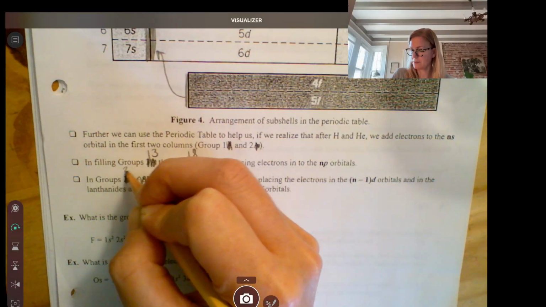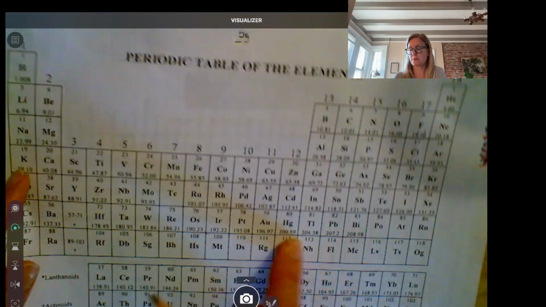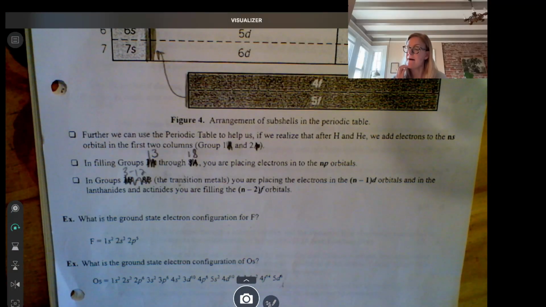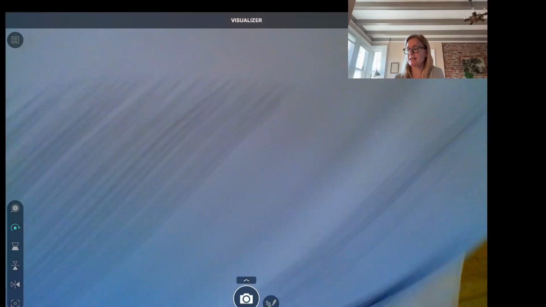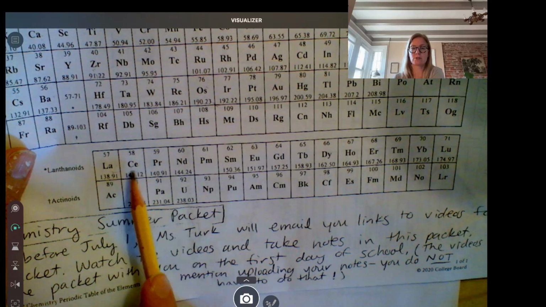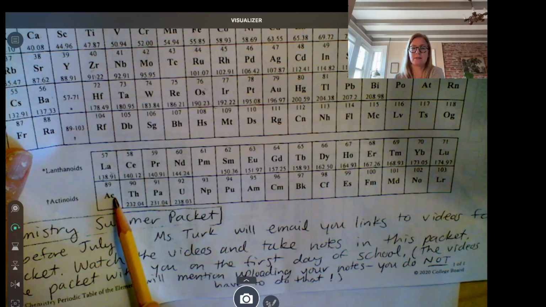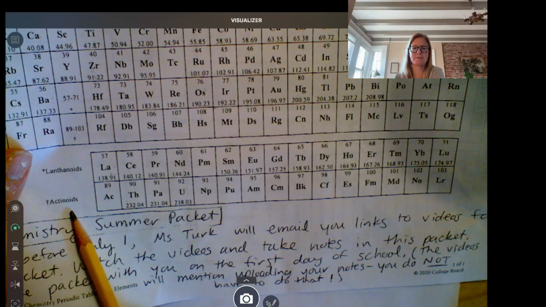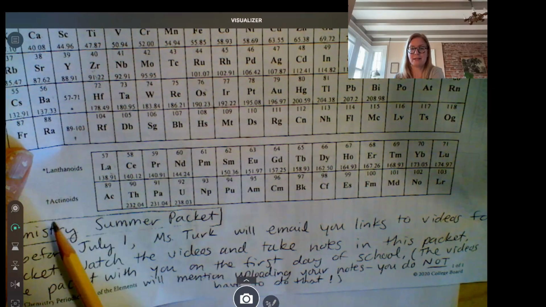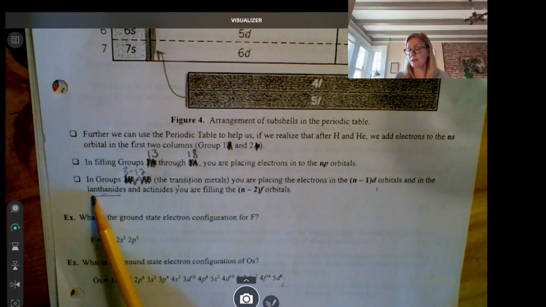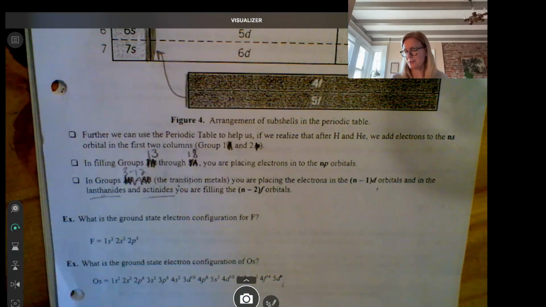In groups 3 through 12, the transition metals, that's what we call this section down here. Groups 3 through 12 are called the transition metals. You're placing electrons into the d orbitals. And the lanthanides and actinides, these groups down here, this starts with lanthanum, so these are called the lanthanides. This starts with actinium, so these are called actinides. I always call them lanthanoids and actinoids, not lanthanides and actinides. I don't know. The way I learned it is the way it's written here, but whatever. We don't talk about those much, so not a big deal.